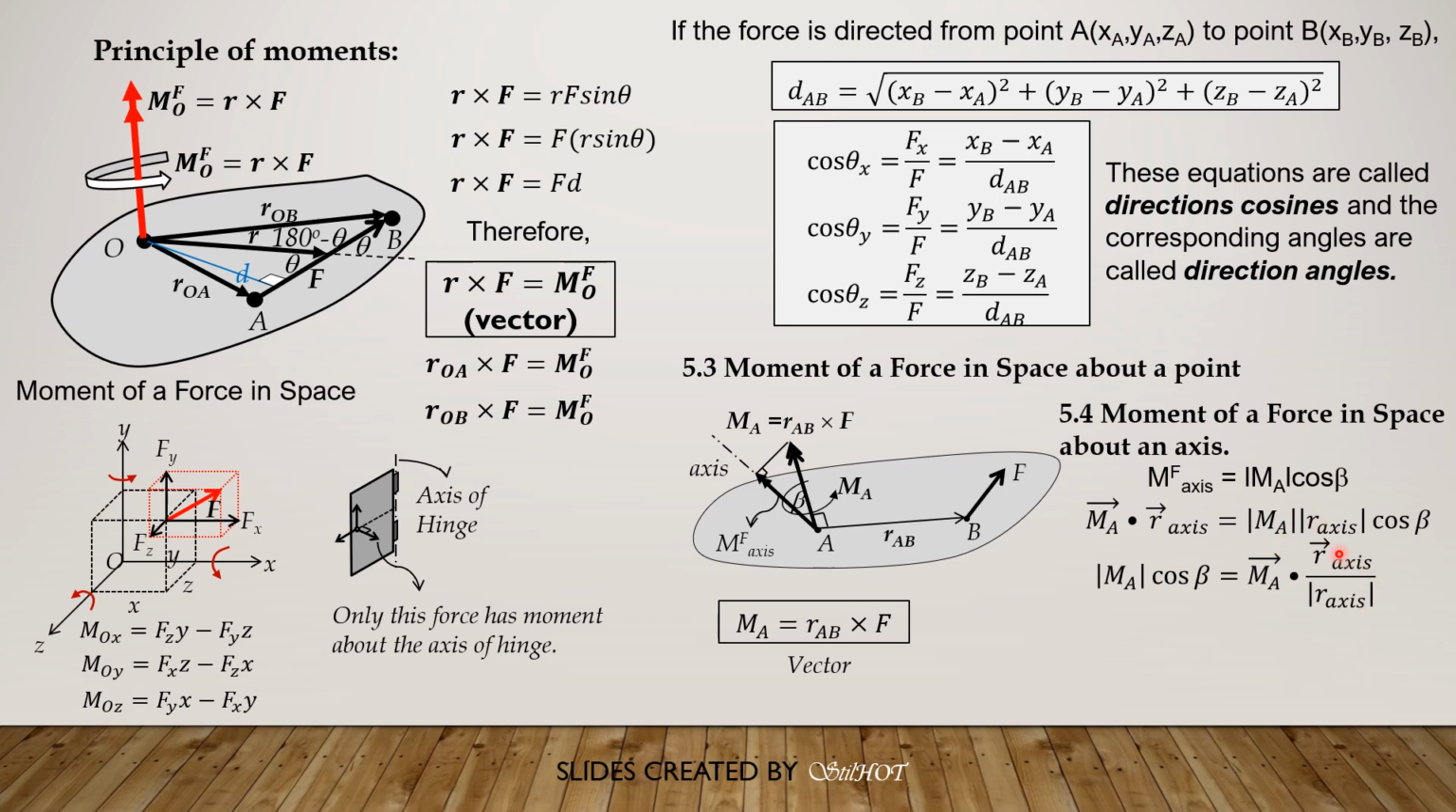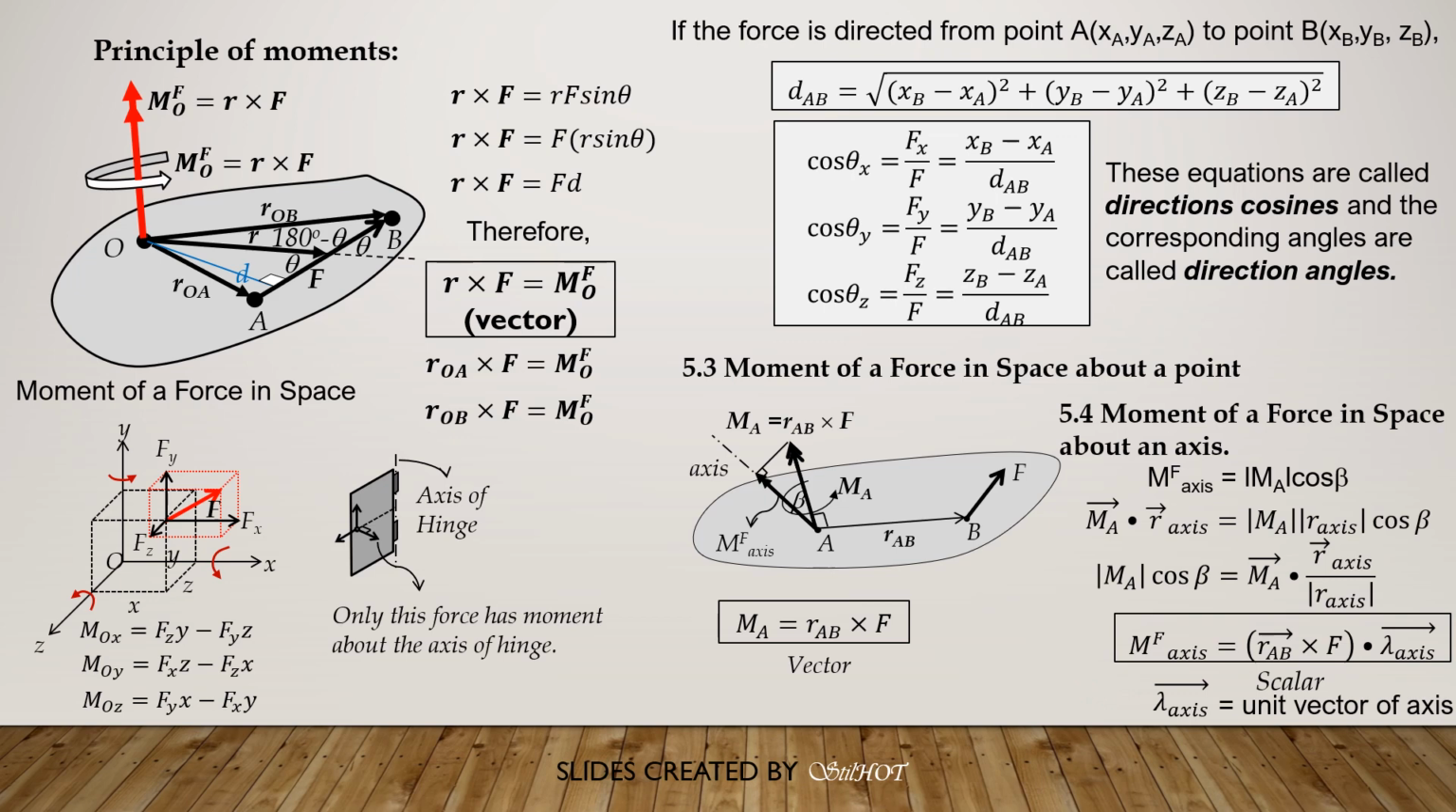Since the ratio of the axis vector to its magnitude is the unit vector of the axis, the moment of the force about the axis, which is MA cosine beta, is MA, which is rAB cross F, dotted with the unit vector of the axis, where the unit vector of the axis is defined by this vector.